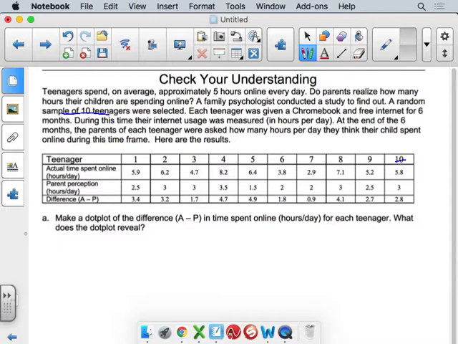And at the end, they asked the parents what they thought the amount of hours they spent a day was. So this row here is the actual number spent on the internet, and this row here is what the parents were guessing. Like, oh, I thought my kids spent 3 hours a day, when they actually spent 4.7 hours a day on the computer. So this is an experiment on the same person, the actual versus the perception.